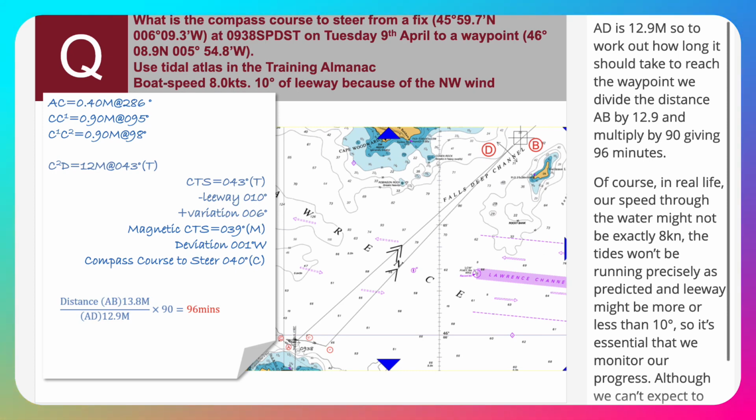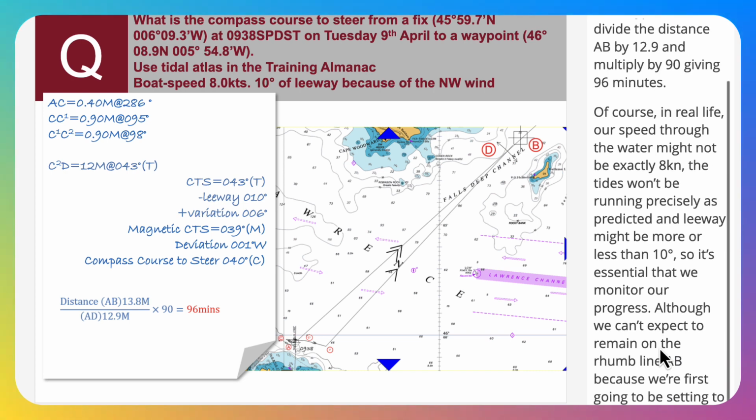AD is 12.9 miles, so to work out how long it should take to reach the waypoint, we divide the distance AB by 12.9 and multiply by 90, giving 96 minutes. Of course, in real life our speed through the water might not be exactly 8 knots. The tides won't be running precisely as predicted, and leeway might be more or less than 10 degrees. So it's essential that we monitor our progress. Although we can't expect to remain on the rhumb line AB, because we're first going to be setting to the west of it.